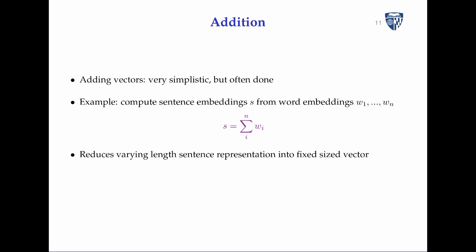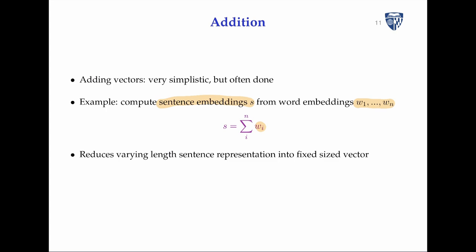Okay, let's go even simpler, which is addition. So maybe you also have multiple input vectors that we want to consume, and maybe you just want to add them up. There's one very straightforward and simple way to compute a sentence embedding. You want to have a representation of a sentence. You want to combine the meaning of a sentence in a single vector. And what we have at hand is word embeddings. So what is the sentence embedding?